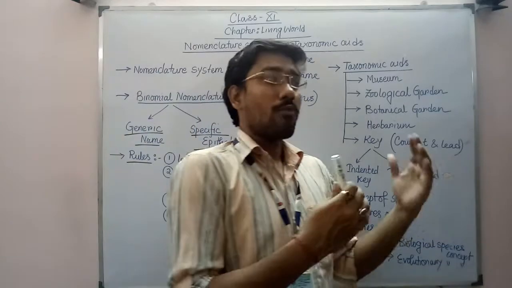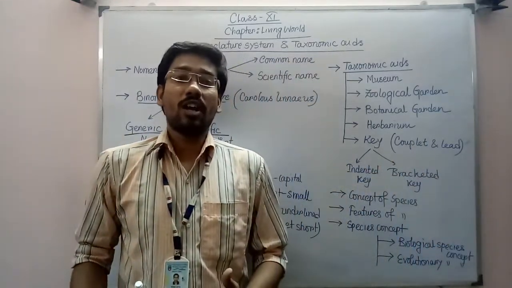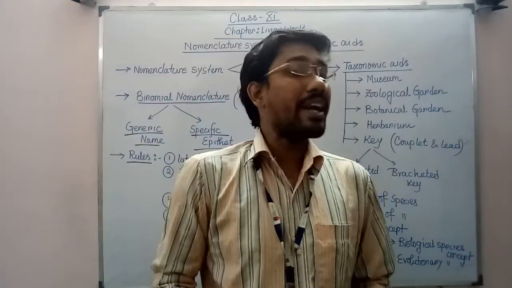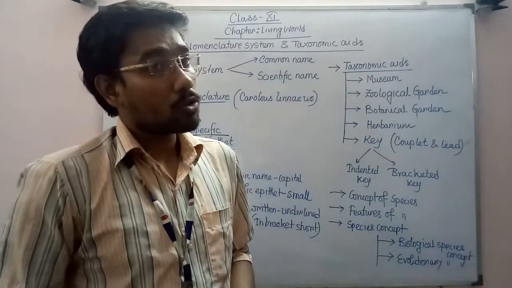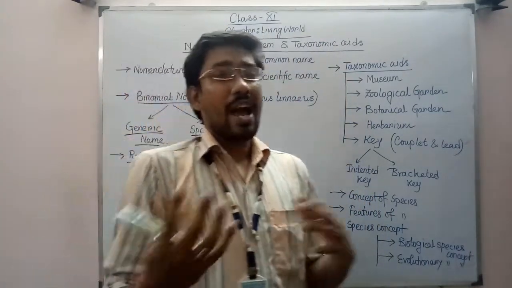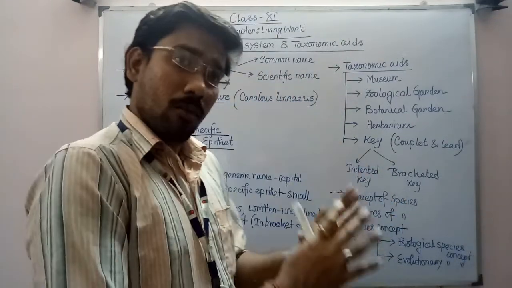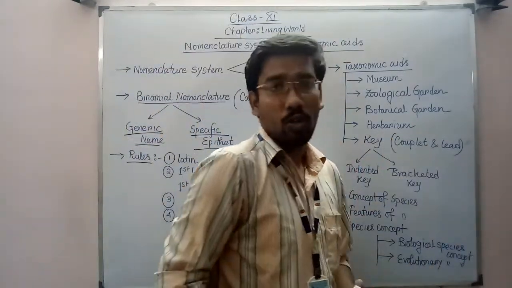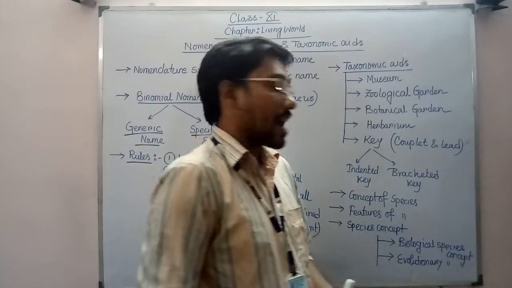Okay, so how the modern organisms have come from there, that idea, that pathway will become clear if we study those specific dead preserved specimens or plant body parts or animal body parts. Those are all kept in the museum. So obviously the museum will help us in classifying any of the organisms.